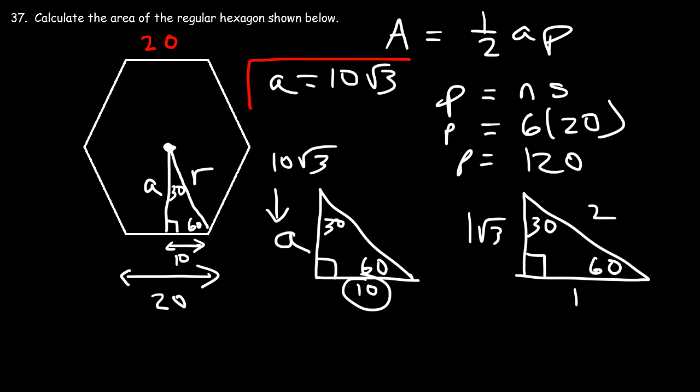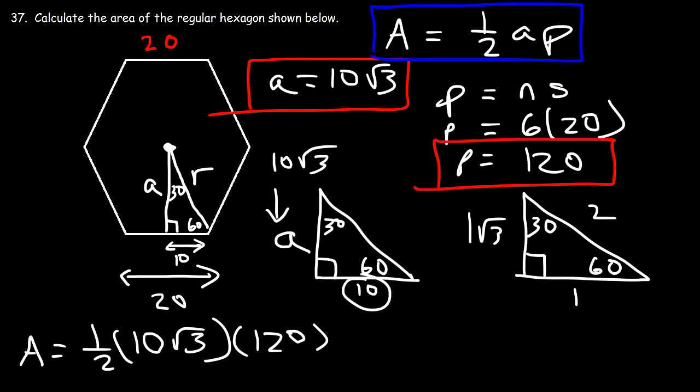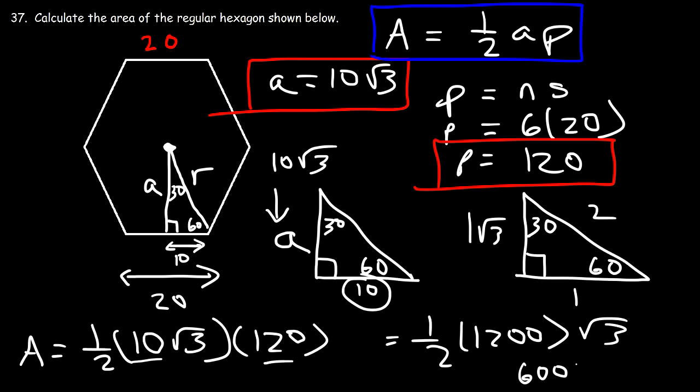So now that we have a, and we also have the perimeter, we can now calculate the area using this formula. So it's going to be 1/2 multiplied by the apothem, which is 10 square root 3, times the perimeter, which is 120. Now 10 times 120, that's 1200. And half of 1200 is 600. So the area is going to be 600 times the square root of 3. And that's the answer.